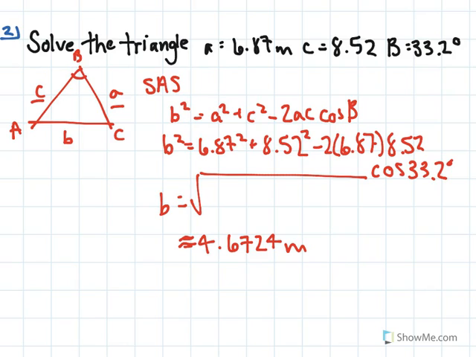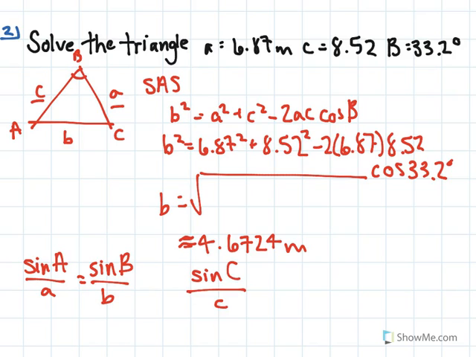So we have all of our sides. We just need to go back and find the rest of our angles. We can do that using the law of sines. So we know that sine of A over A is going to be equal to sine of B over B, and then similarly, to solve for angle C, we know sine C over C would be equal to sine of B over B.